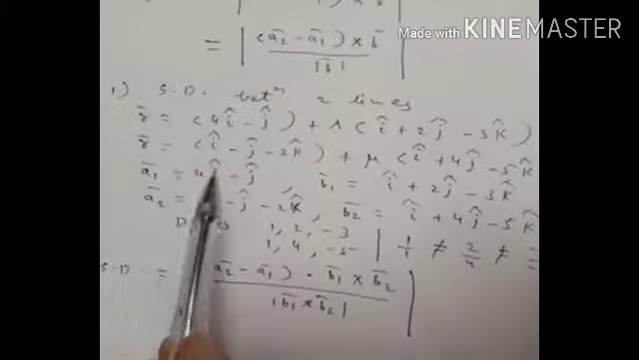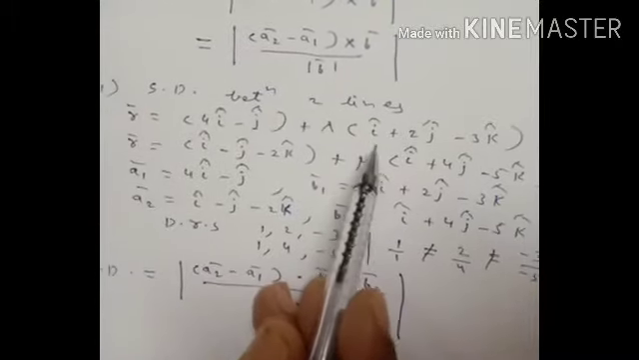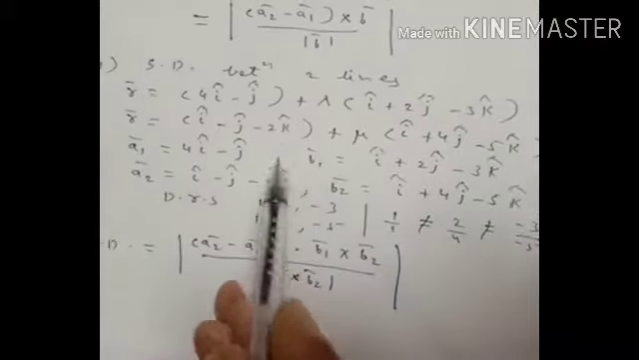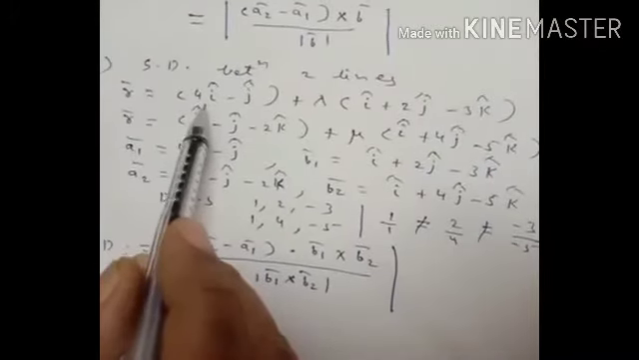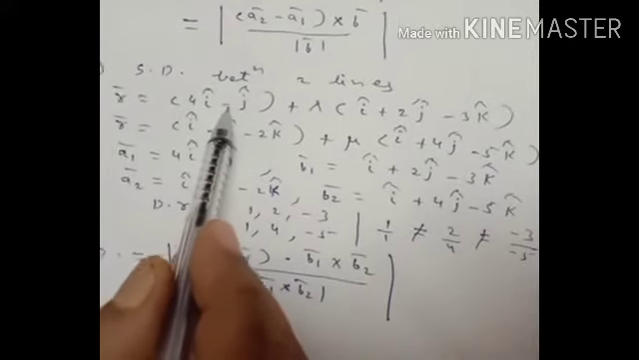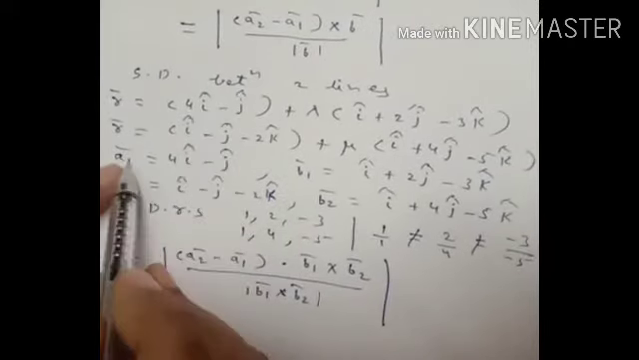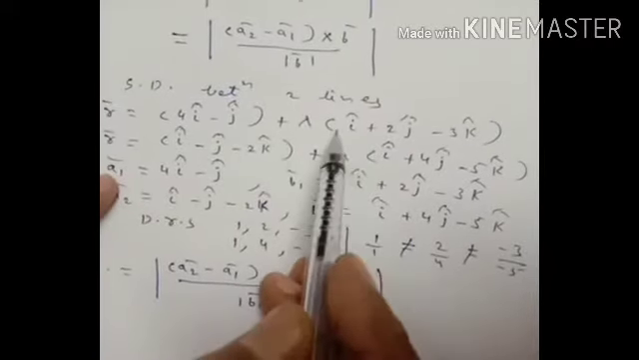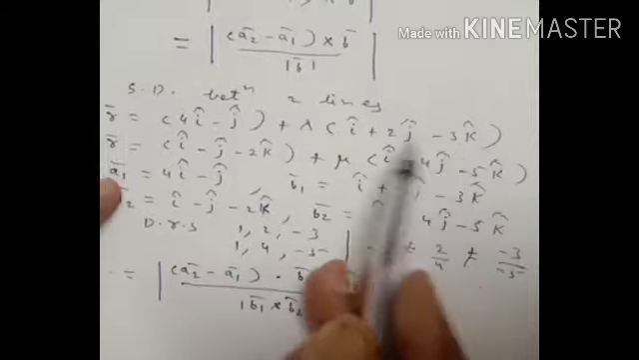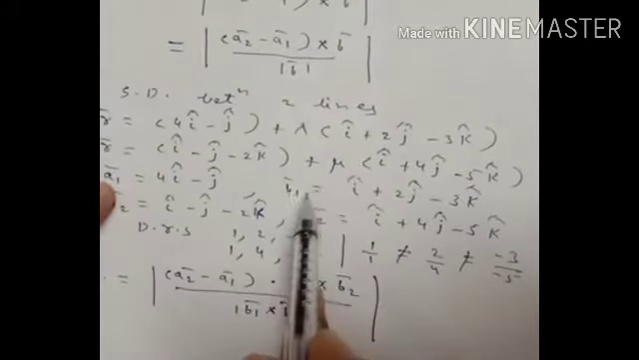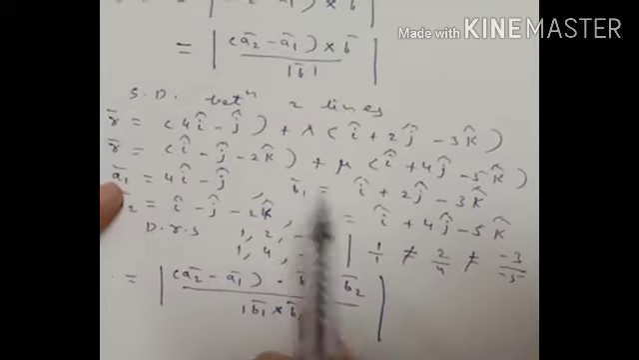We have to find the shortest distance between two lines. Here the equations of the two lines are given in vector form. For the first line, 4i minus j is the position vector of a point on that line. We have denoted it by a1 bar. Now the coefficient of lambda in the bracket is a vector parallel to the first line. We have denoted it by b1 bar.